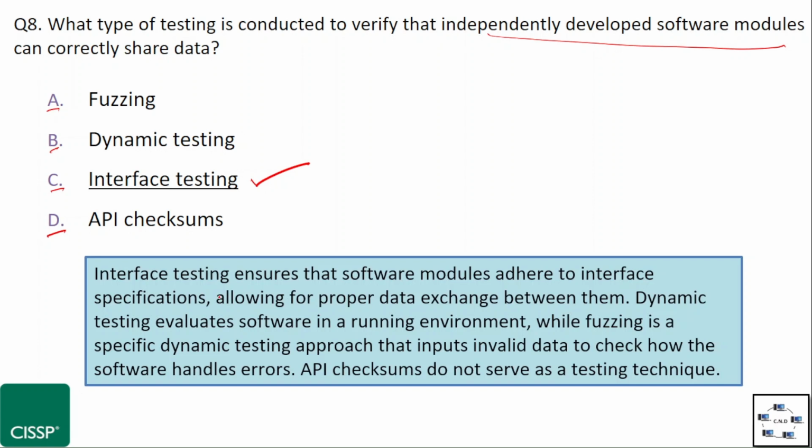So interface testing ensures that software modules adhere to interface specifications, allowing for proper data exchange between them. Dynamic testing evaluates software in a running environment, while fuzzing is a specific dynamic testing approach that inputs invalid data to check how the software handles errors. API checksums do not serve as a testing technique.